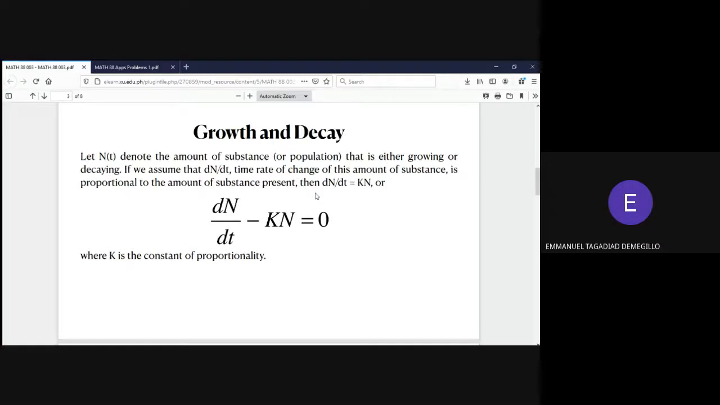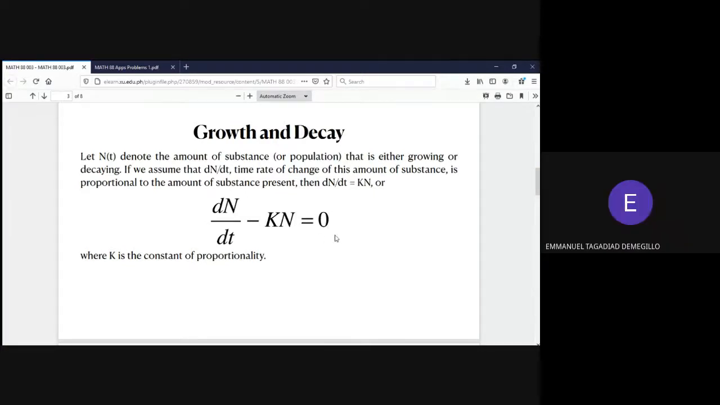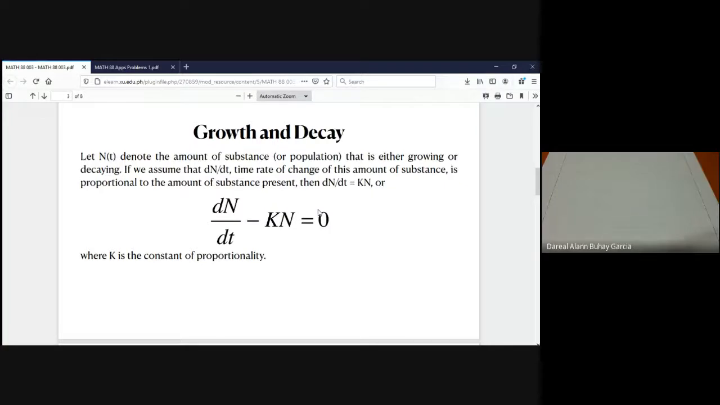Equal to 0, sir. Emmanuel? Because the R of X is 0, or the right-hand side is 0. So, thank you, Emmanuel. Since the right-hand side is 0, it is a linear equation, or more specifically, a homogeneous linear equation.